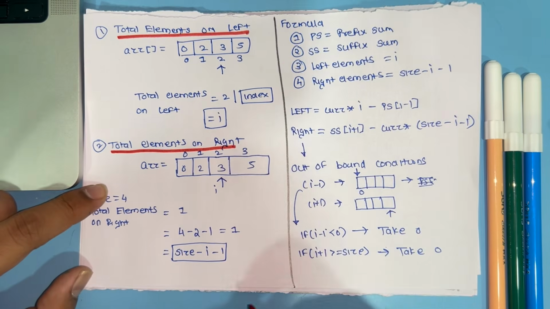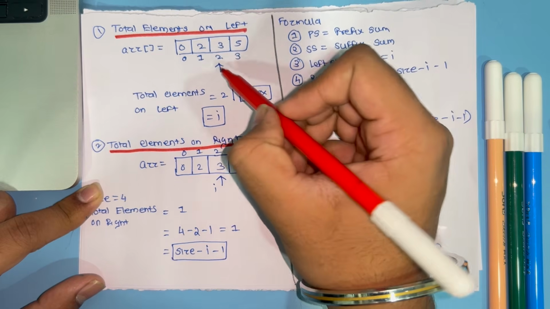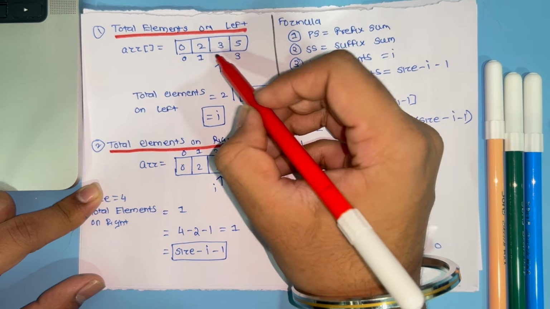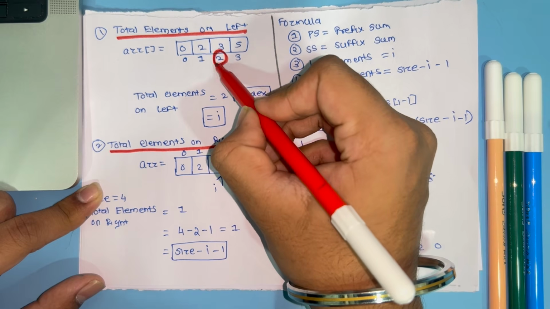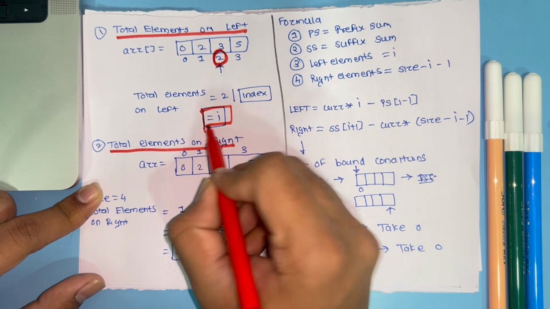We also needed these two things: total elements on the left and total elements on the right. If you consider this array, for the index 3 the total elements on the left is 2. It is just the current index, only this many values are to the left of this index. So total elements on the left is equal to I.